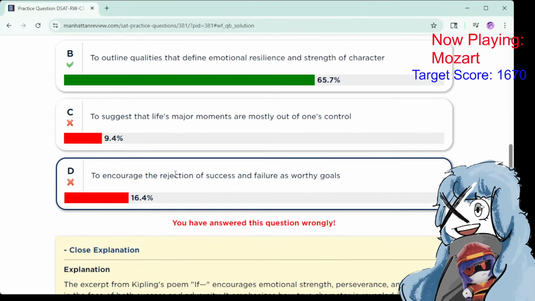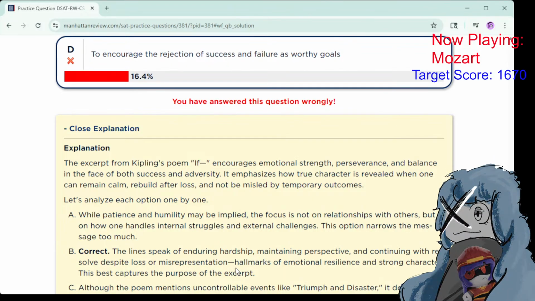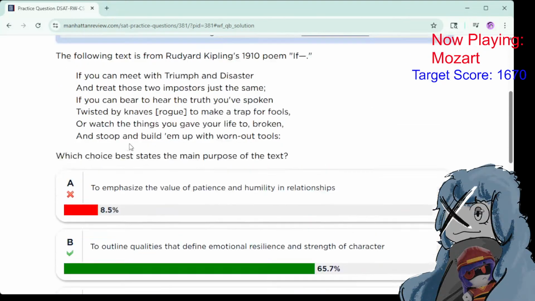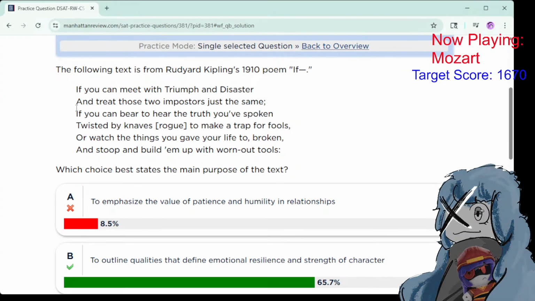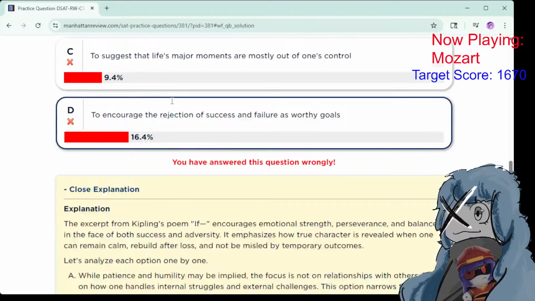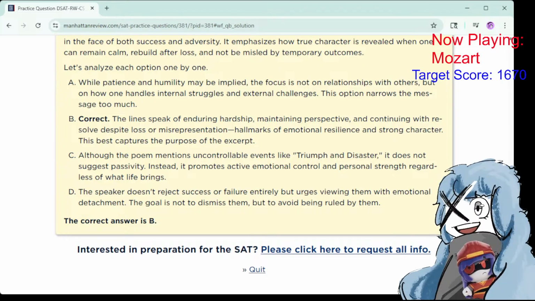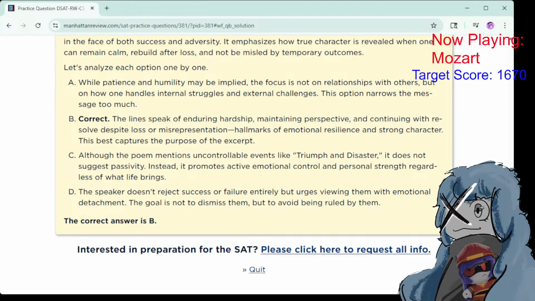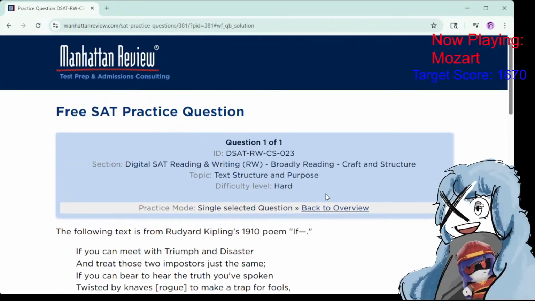To control for emotional resilience. B is correct. The lines speak of enduring hardship, maintaining perspective, and continuing despite loss or misrepresentation. It shows emotional resilience and strong character, and this best captures the purpose of the text. "If you can bear to hear the truth you've spoken." It's not a full poem. How am I supposed to know whether it's the full poem? It's not C. Although the poem mentions uncontrollable events like triumph and disaster, it does not suggest passivity. It instead promotes active emotional control and personal responsibility. Yeah, this one sucked.